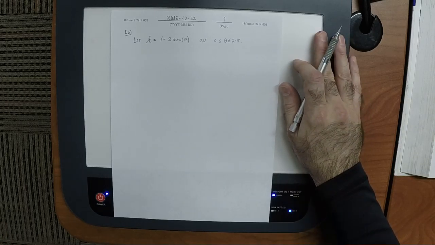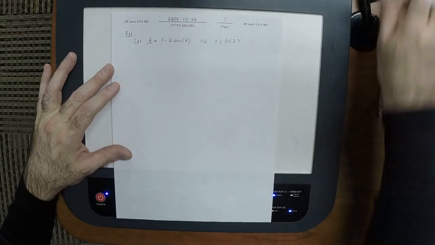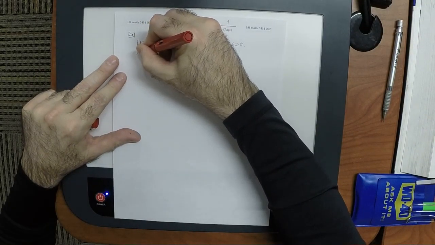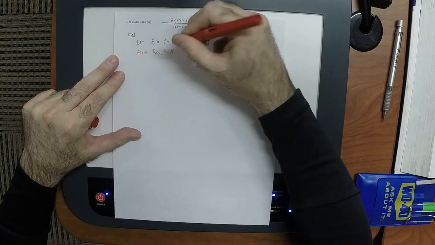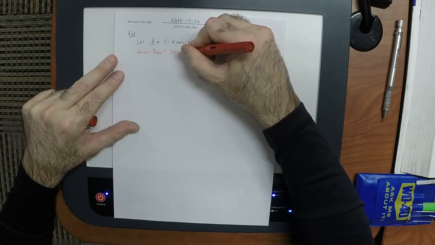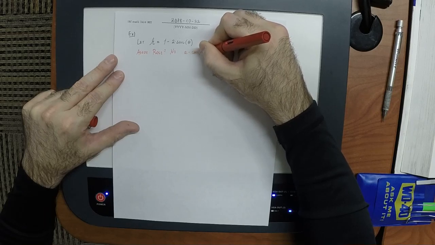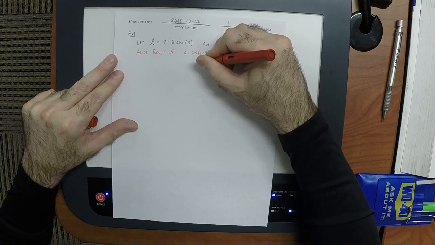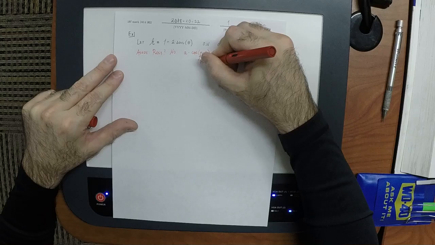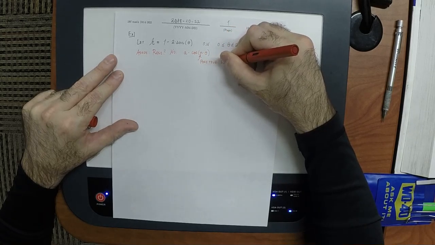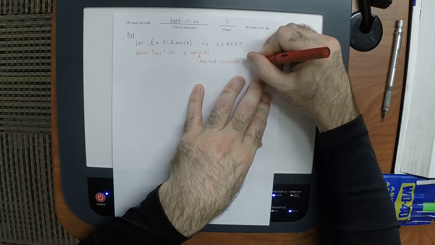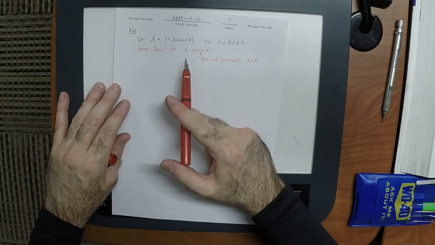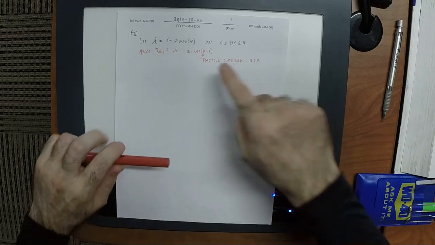So is this a rose? No, it's not a rose, because all roses look like this. They look like A multiplied by cosine of N theta, where N is a positive integer greater than or equal to 2. And A represents the radius of the circle that it would fit inside of. So is that thing a rose? No, it's not a rose.